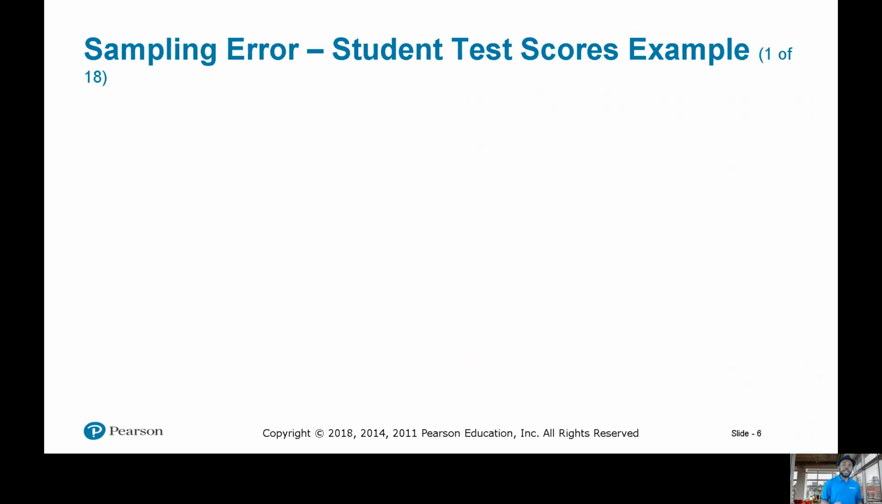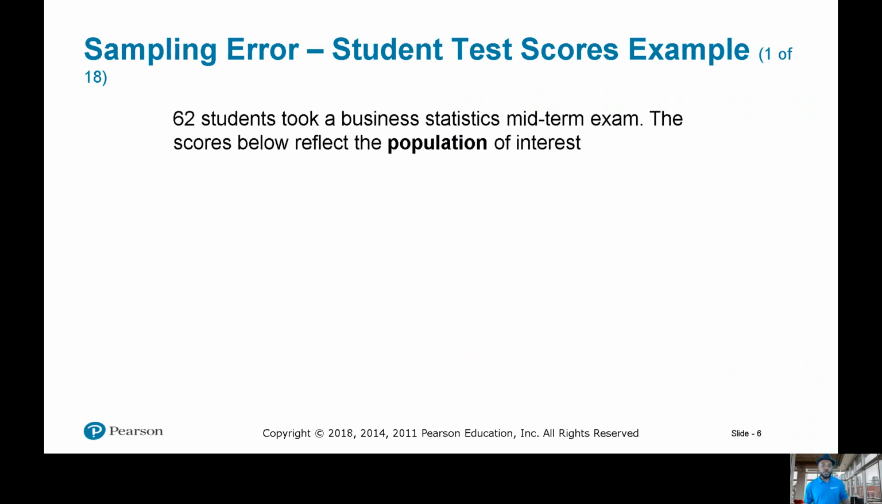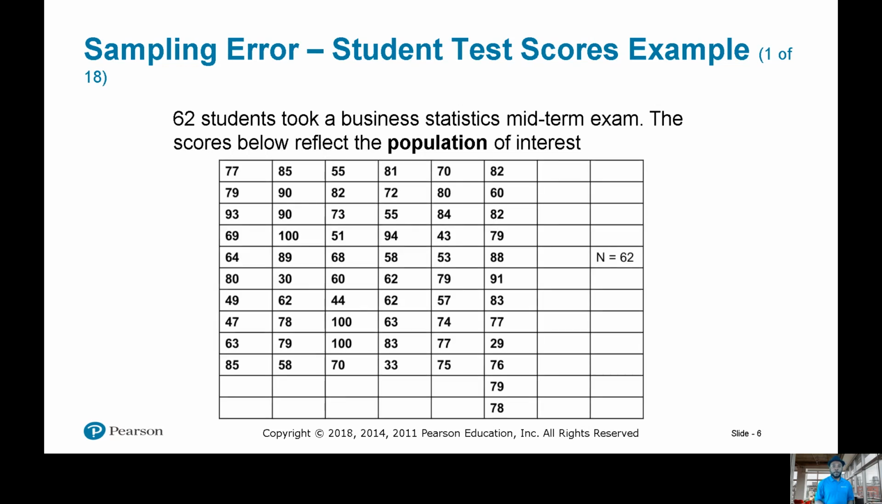Next, let's look at an example. So let's say we have student test scores. We have 62 students who took a business statistics midterm exam. Now, the scores below reflect the population of interest. We have big N here, which is the population size. 62 students, not so much. So we can explore this population.